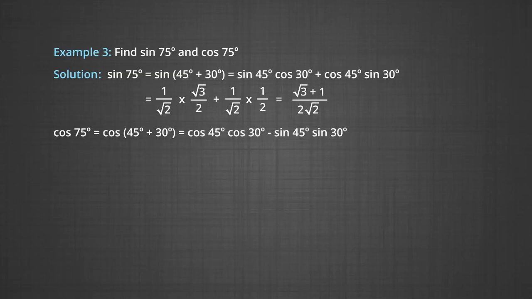Similarly, cos of 75 degrees is equal to cos of 45 plus 30 degrees, which is cos 45 degrees cos 30 degrees minus sin 45 degrees into sin 30 degrees. Again, replacing cos 45 degrees as 1 by root 2, cos 30 degrees as root 3 by 2, minus sin 45 degrees as 1 by root 2 and sin 30 degrees as 1 by 2, on simplification gives the value of cos 75 degrees as root 3 minus 1 divided by 2 root 2.